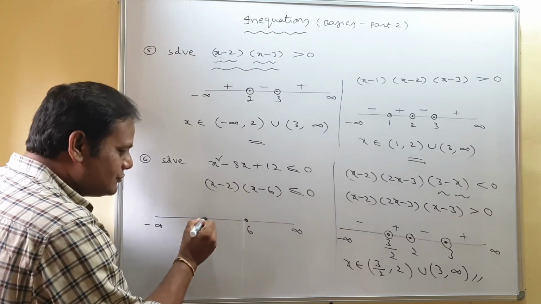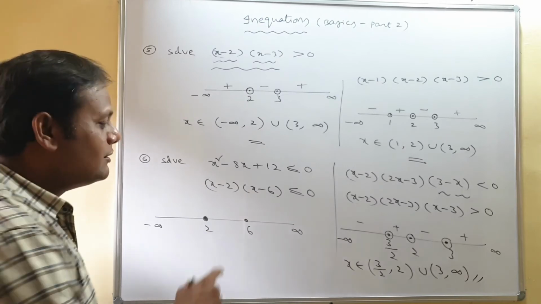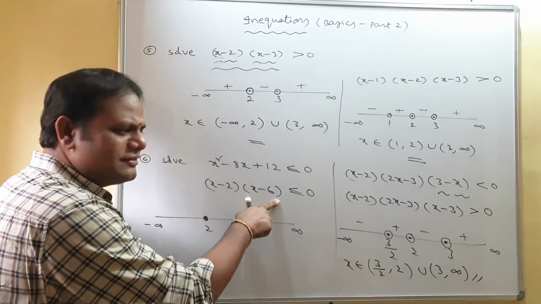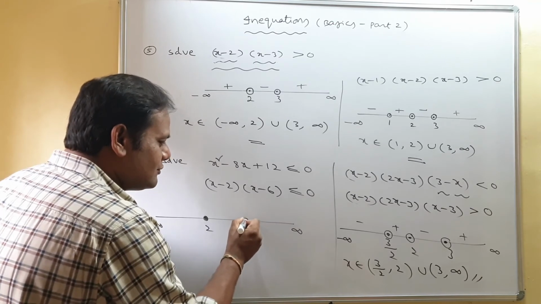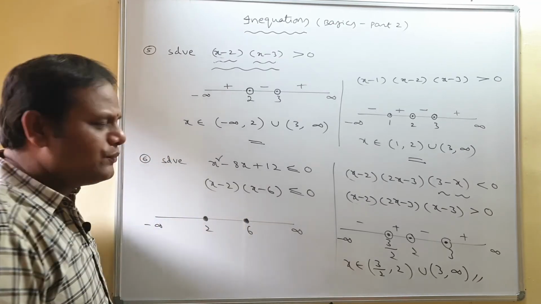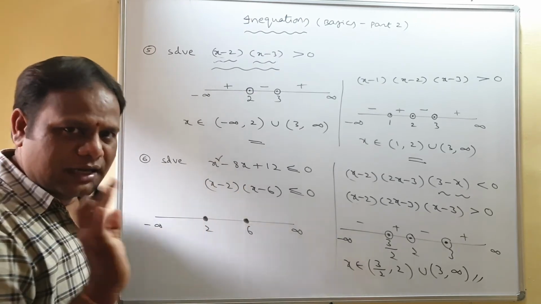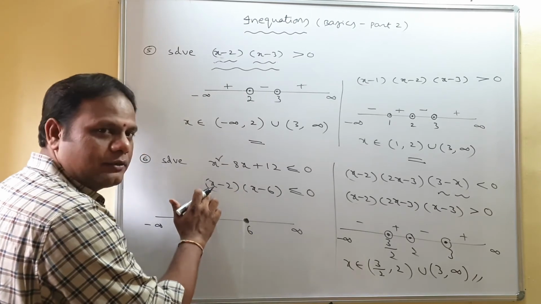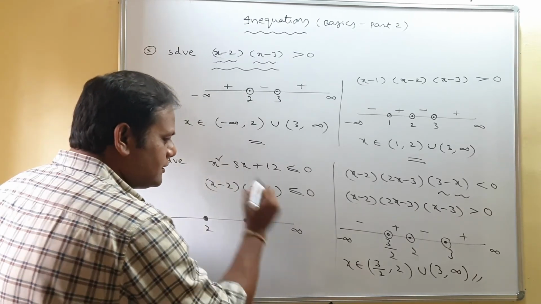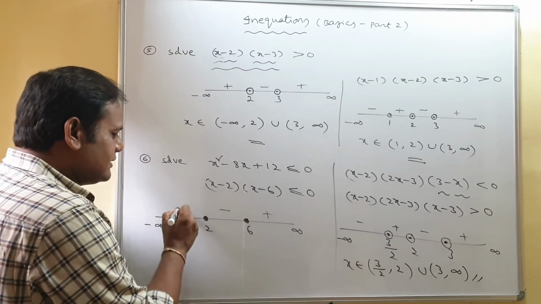So it is a dark circle, that is included. Coming to 6, can I take 6? Yes. Why? Because equal to 0 is there, you can. So here also a dark circle. Already I told you, verify all x coefficients. Are they positive? Yes, x coefficient 1 is positive, x coefficient 1 is positive. So blindly you take plus sign in the rightmost interval. Change the signs: negative, positive.